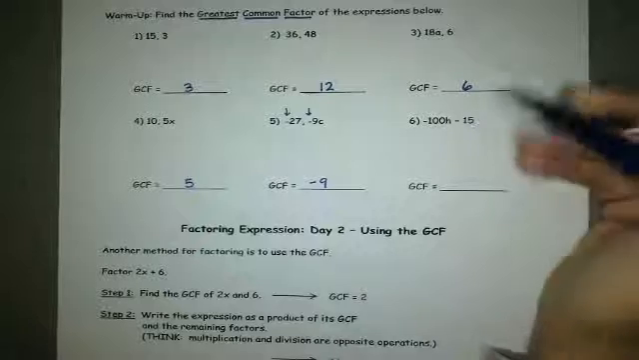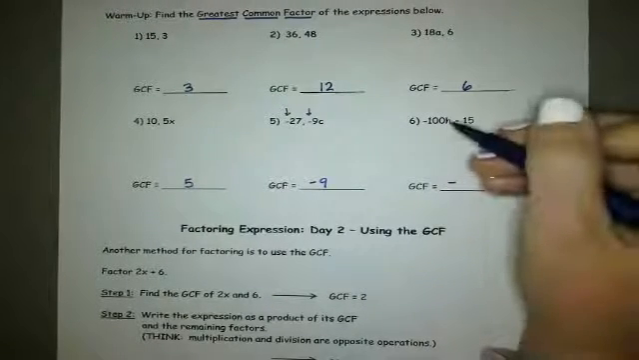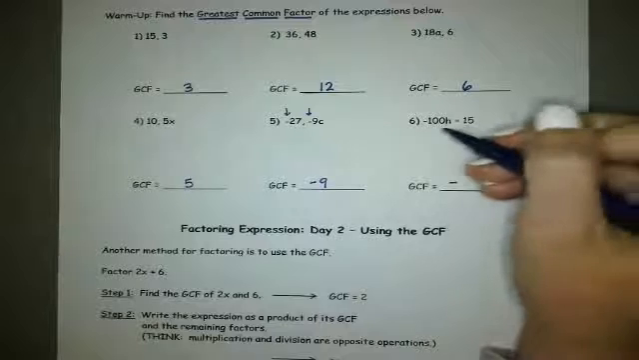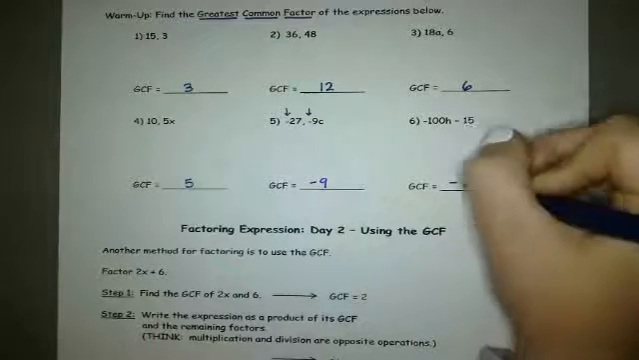That same thing applies here for number 6. Negative 100h and negative 15. They're both negative, so let's pull the negative out first. This one has an h, this one doesn't, so we don't need to worry about the h's. And the GCF of 15 and 100 is 5.